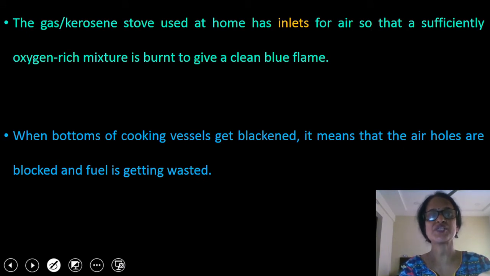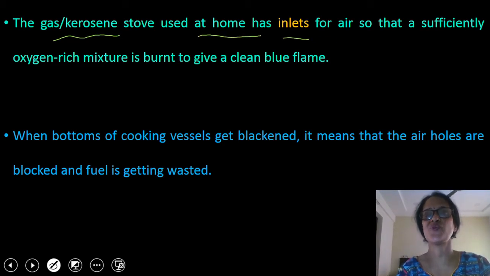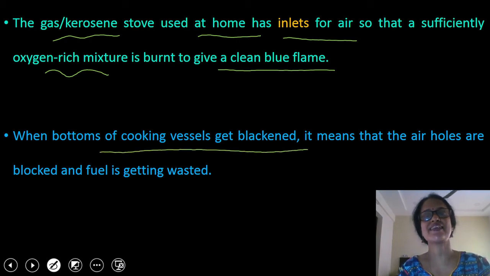You all must have seen that the gas or kerosene stove which we use at home has inlets for air. What is the purpose of these inlets? The purpose is that sufficient oxygen can be provided for combustion so that the fuel burns with a clean blue flame. But sometimes you must have seen that the bottoms of cooking vessels get blackened. What does it mean? It means that the air holes are blocked and the fuel is undergoing incomplete combustion. Whenever a fuel undergoes incomplete combustion, less heat is produced, which causes wastage of fuel.